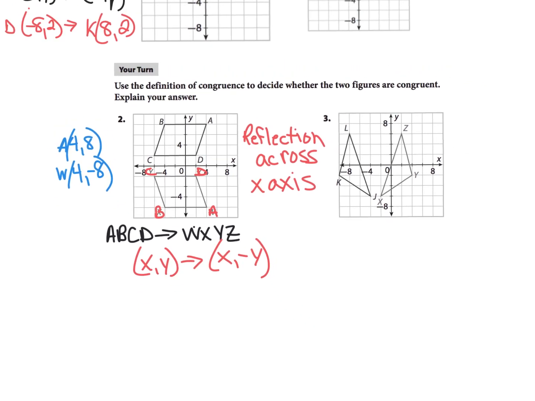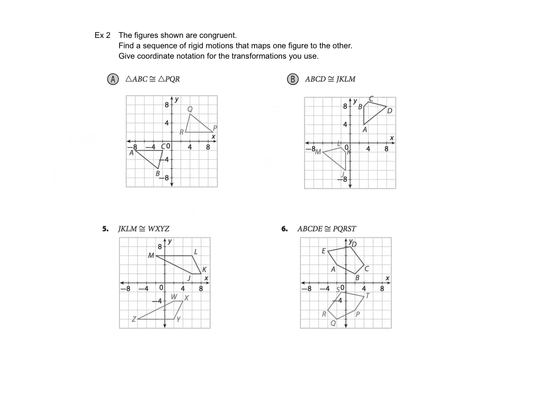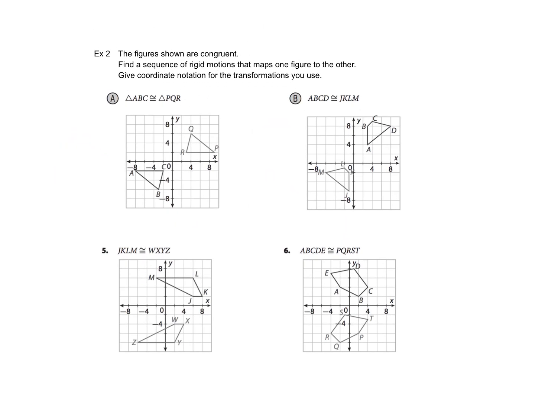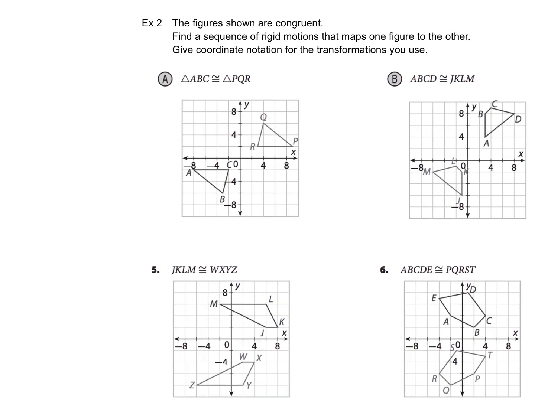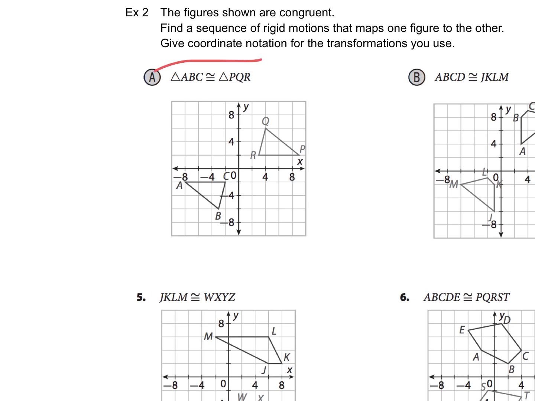We'll do 3 in class. Now these examples, they are congruent. It tells you that already. And it says, find a sequence of rigid transformations that maps one figure to the other. Give the coordinate notation for the transformations you use. Okay, so the first thing, and here it's labeled, it gives you their names. And so you know that A maps to P, and I'm going to write it on it because for me it's just easier to see. B maps to Q, and C maps to R.